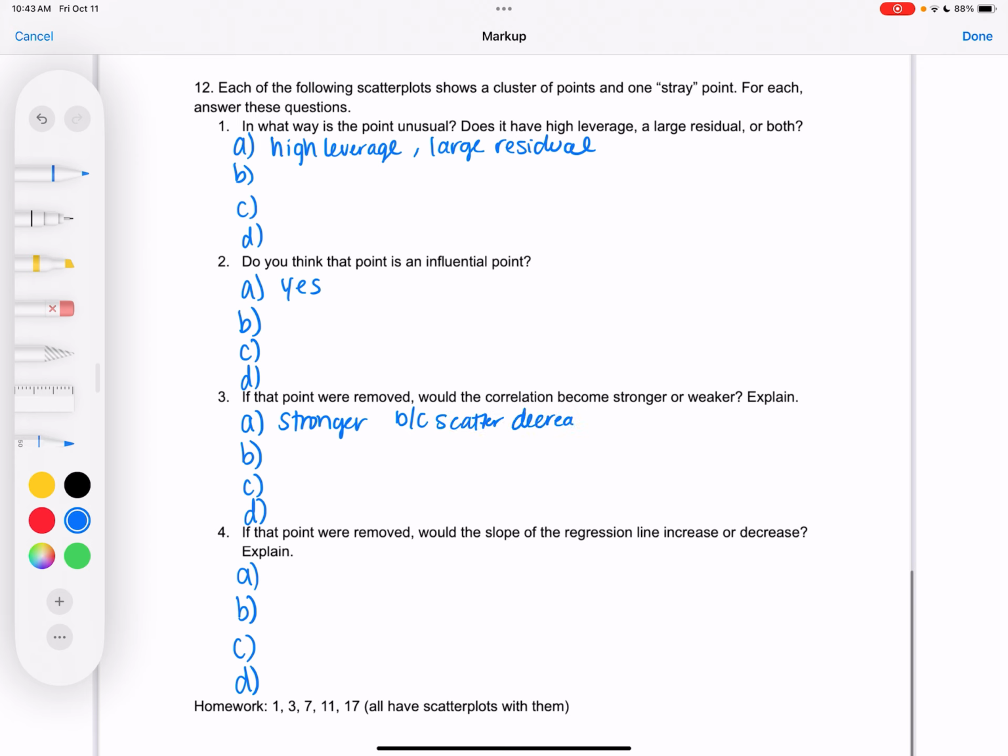Wouldn't that make most of these somewhat stronger then? Just because if you take away that point, there's going to be less scatter. Some of them, but it depends. That one, everything else is pretty tightly packed together. If it's not tightly packed together, that's when it would probably be weaker, because it doesn't matter as much. Possibly, yeah. Let's see, 4. If that point were removed, would the slope of the regression line increase or decrease?